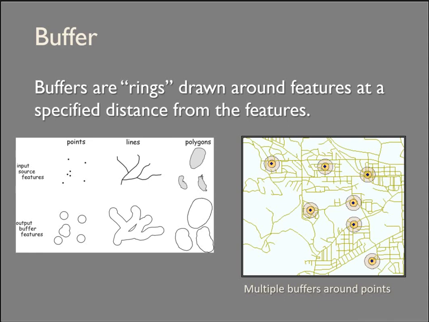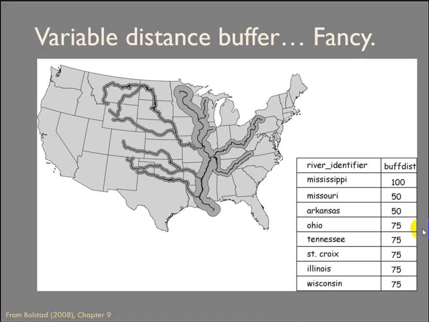All right, buffering. Buffer is pretty intuitive. It draws a ring around your features. It can be points, lines, and polygons that results in output. And you can have a single output or you can have multiple distance buffers. You can even get fancy and use a field in your attribute table that might have some value in it that defines the width of your buffers.